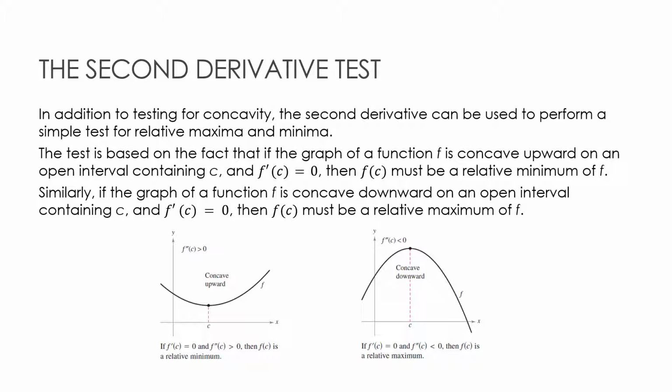This brings us to the second derivative test. So again, in addition to testing for concavity, which is what we've been doing with the second derivative, we can use it to perform a test to also determine relative min and relative max. And again, it's based on the fact that if I have something that is concave up, the cup, then if I have a critical value on there, then obviously it's a minimum because that's the only thing I could have on something that's concave up.